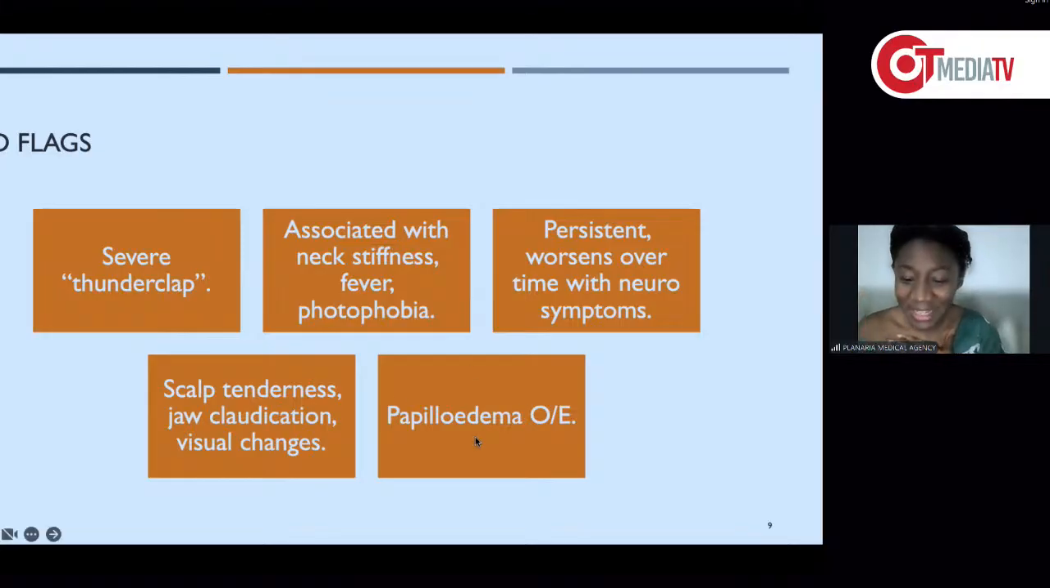And then papilloedema just means fluid behind your eyes. If you look at that, it says papilloedema OE, and OE means on examination. So with raised intracranial pressure, there aren't really any symptoms for that, the raised pressure in your head.